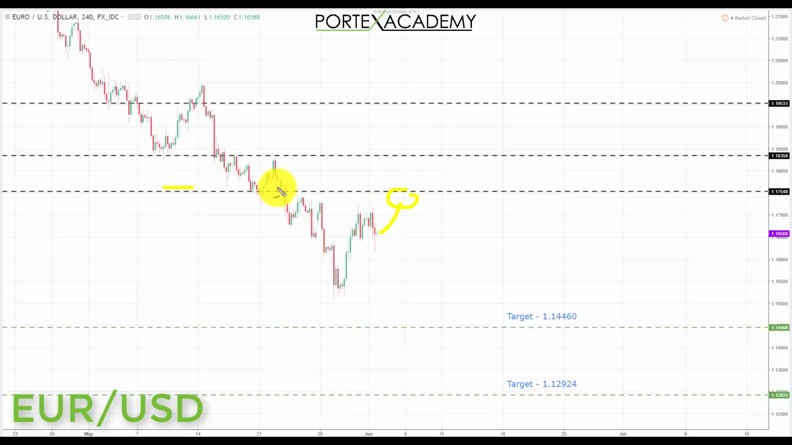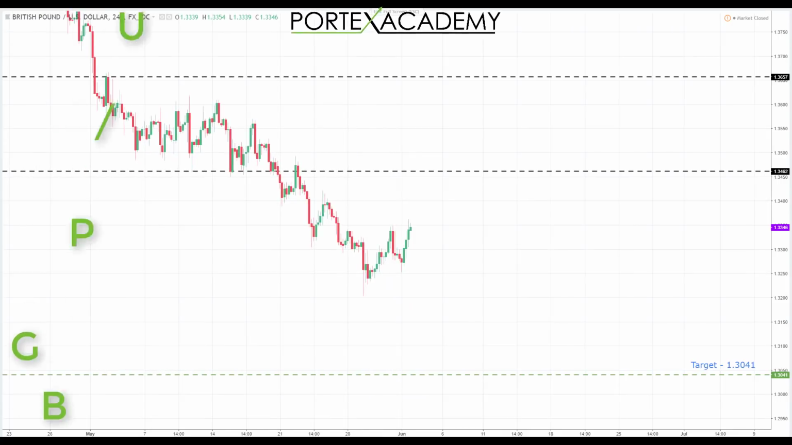So very simply put, if we can get a further push to the upside and a retest of broken support turning resistance, this is going to be a great place to look for bearish formations and patterns once again. And we're going to be looking at initiating shorts down towards the first key area of support to the downside in target 1 at the 1.14460. And if we can get a breakthrough here, we're going to be looking down towards the next key area of support to the downside in target 2 at the 1.12924.